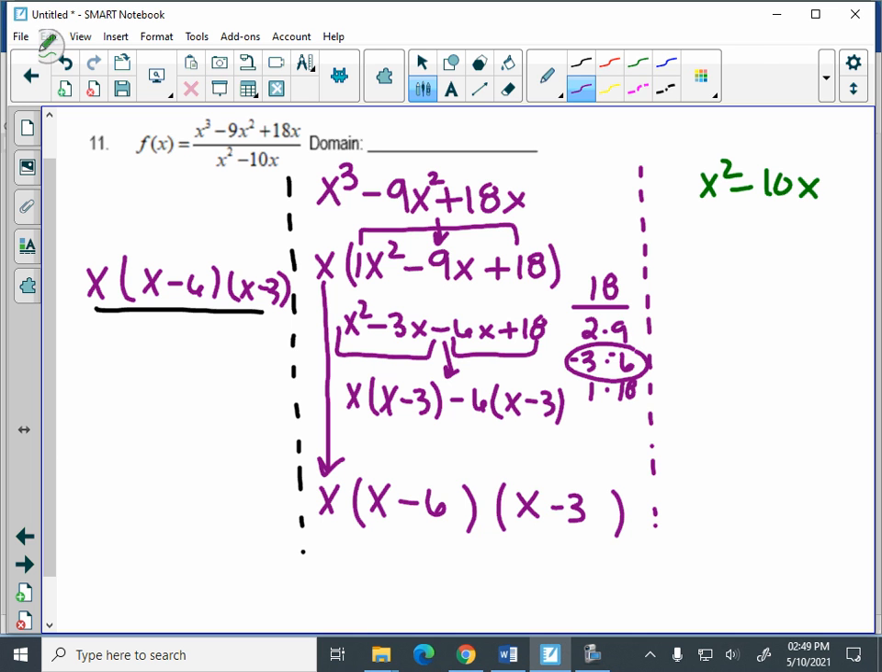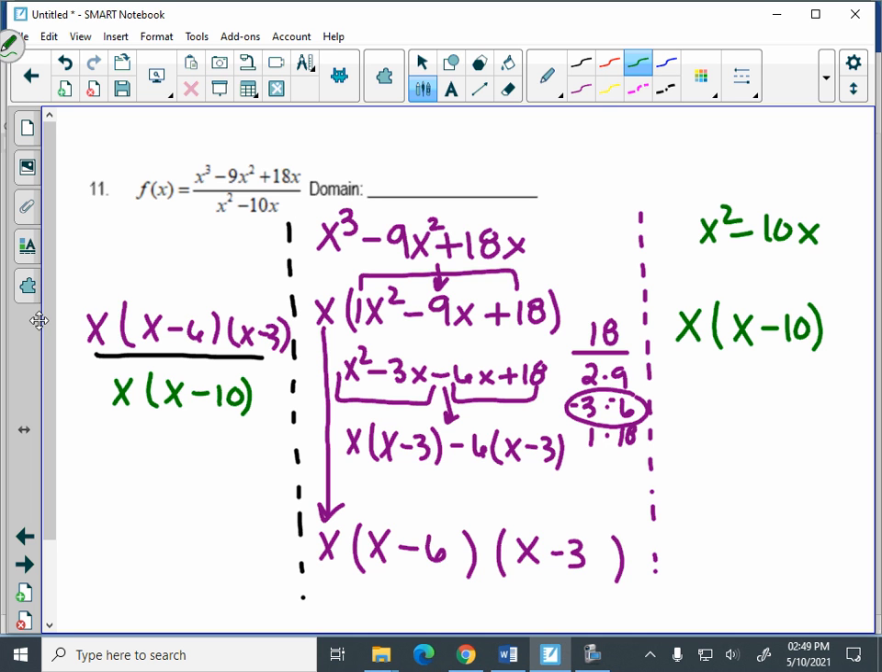Now let's factor the denominator. The only thing we can do with the denominator is take out a GCF. That's not a perfect square minus a perfect square. So I'm just going to take out an x. And I'm left with x minus 10. That's my denominator. So x, and then x minus 10.